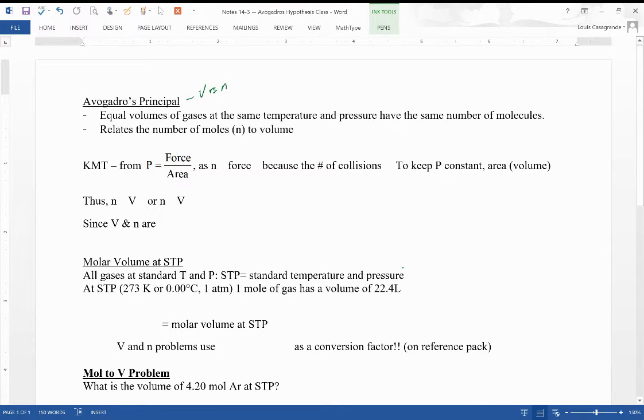And it's pretty succinctly stated in the chorus to the song that I have posted along with this link, and that is the Amadeo Avogadro song.